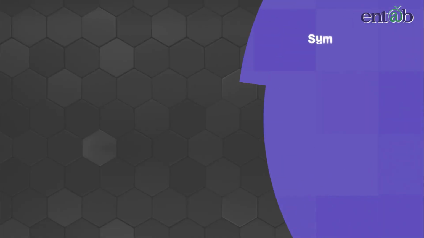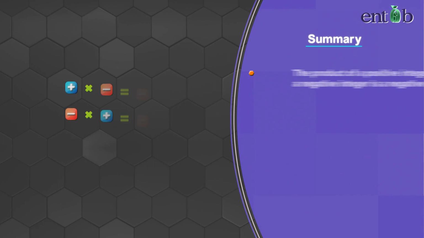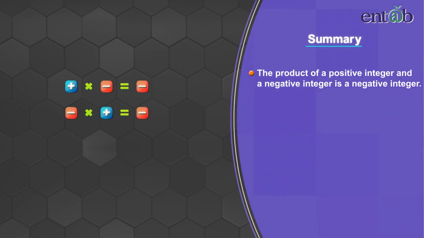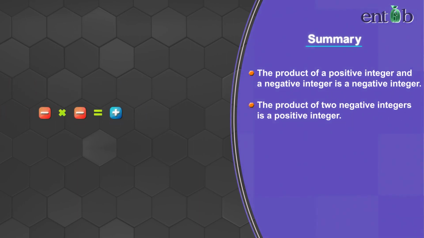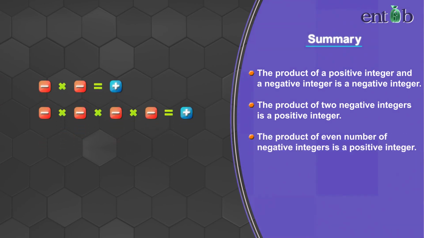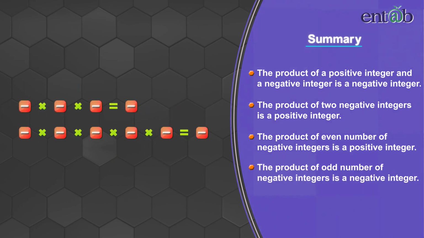It's time for us to take a quick recap. The product of a positive integer and a negative integer is a negative integer. The product of two negative integers is a positive integer. The product of even number of negative integers is a positive integer. The product of odd number of negative integers is a negative integer.